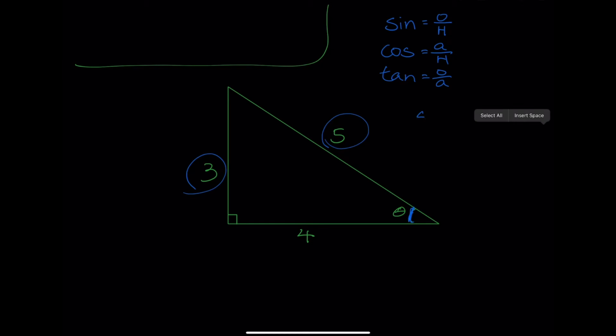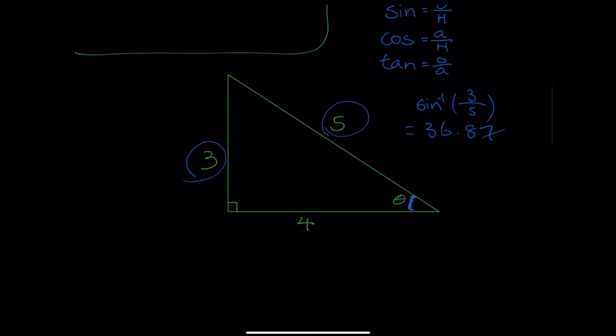We will write down sine. Now, we're trying to calculate an angle, so we should use the inverse. Usually in your calculator, you just have to press Shift Sine, and you will get that. Sine inverse opposite 3 over hypotenuse 5. And you should get the answer of 36.87.